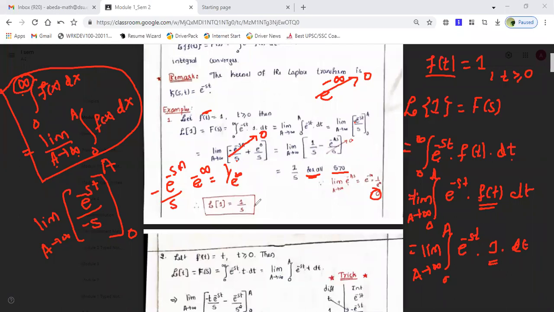These are all simple examples, guys. I think this example is clear. Let me know. Ma'am, can you explain from the limit step again, ma'am?